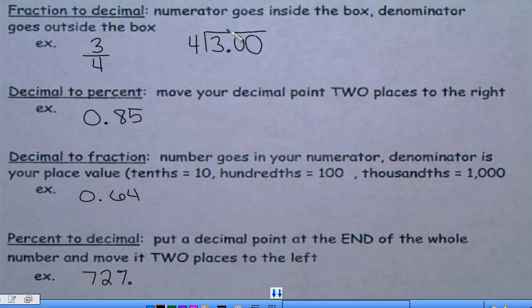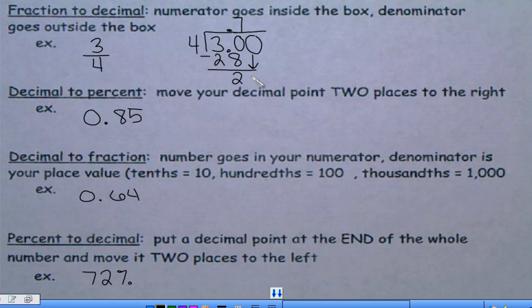Decimal goes straight up. 4 can't go into 3. So we need to know how many times 4 goes into 30. How many times does 4 go into 30? Anybody? 7. 7 times 4 is what? 28. Make sure you're doing this with me in your notes. What's 30 minus 28? 2.